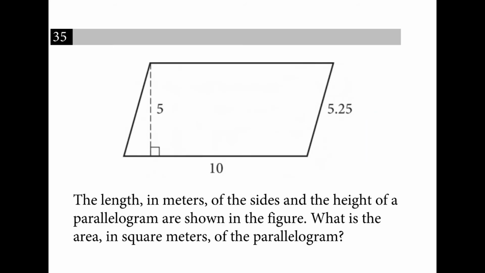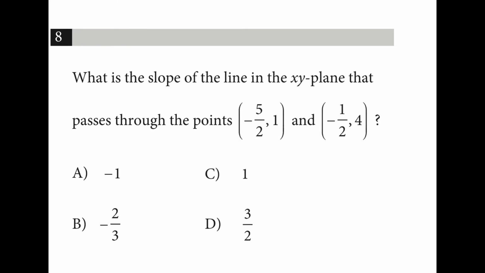So the formula for area of a parallelogram is the height times the length here. So I'm going to take 5 times 10, and the answer is 50. The idea is that this little triangle over here could actually be moved and fit exactly there, so it's pretty much just a rectangle.